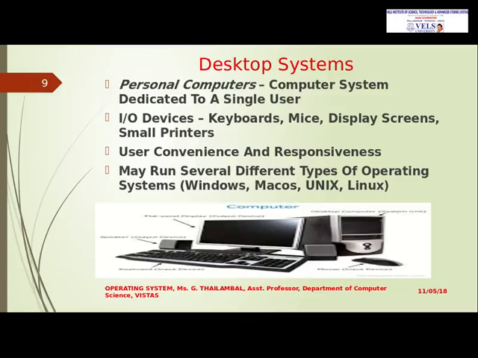That means a single user wants to do whatever he wants. If he is in a LAN, he will be controlled by the server. But in a desktop system or personal computer, he will not be controlled by any server. He is a single user and he can do whatever job he wants to execute and may run several different types of operating systems. A personal computer can have any number of operating systems like Windows, Mac OS, Unix and Linux.